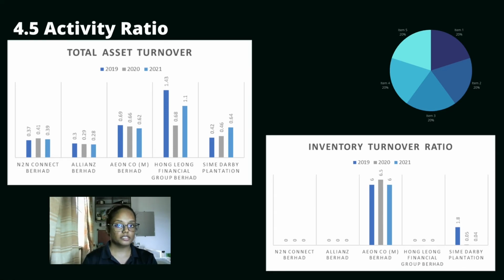And speaking about inventory turnover ratio, the inventory turnover ratio for Sime Plantation declined from 1.8 in 2019 to 0.05 in 2020, and then marginally reduced once more to 0.04 in 2021. According to the chart, in 2019 and 2021, Aeon Company Berhad will maintain its current ratio, which is 6. The rationale leads us to the conclusion that Aeon Company Berhad maintained a strong inventory turnover ratio in comparison to Sime Darby Plantation, as we don't have any other inventory since they focus more on services. This shows that there is a high demand for the company's product and that it is selling its items quickly.